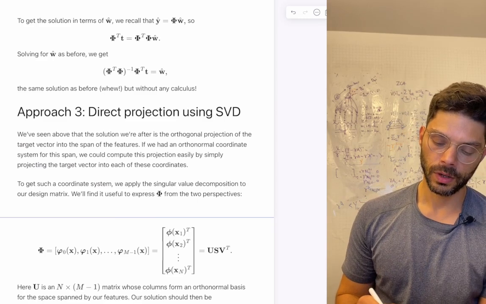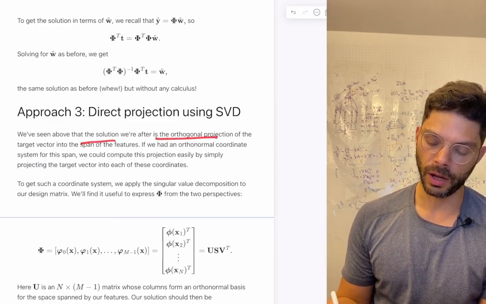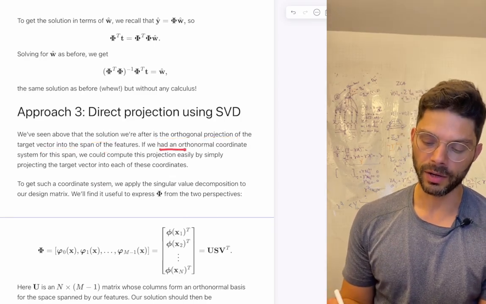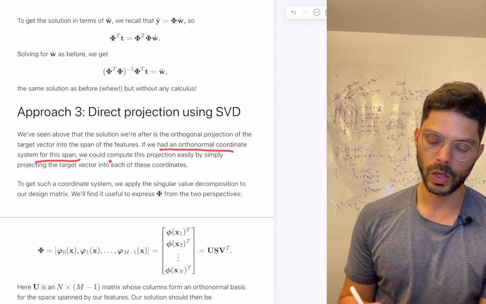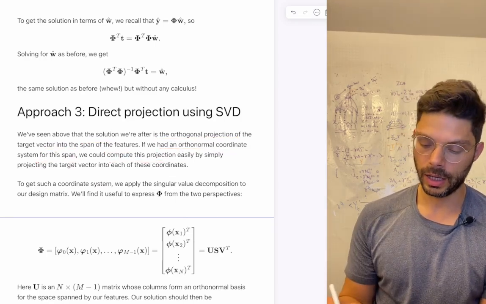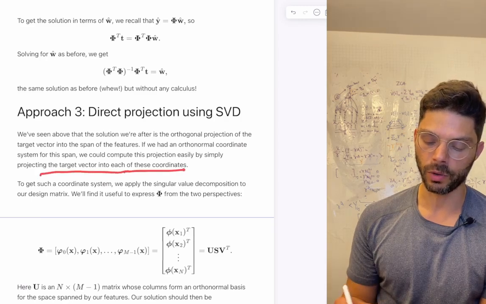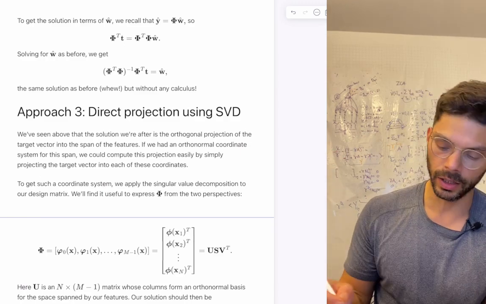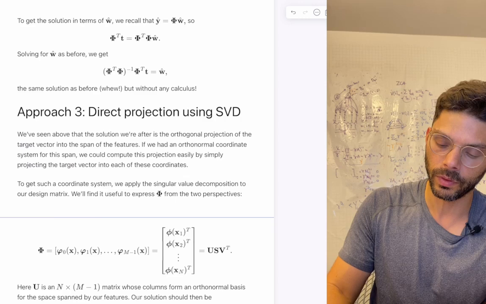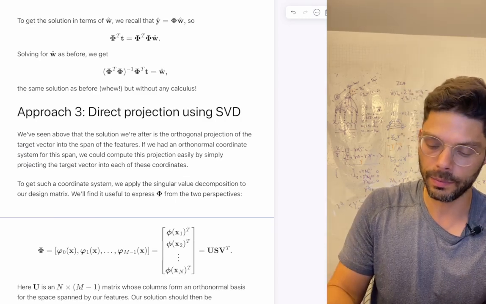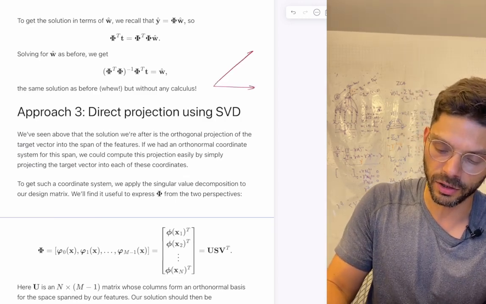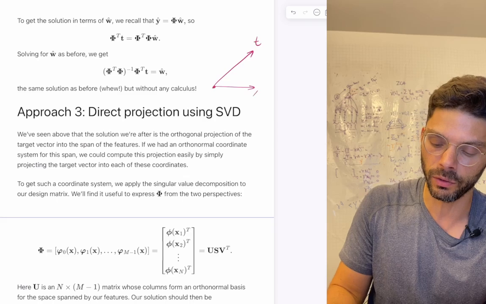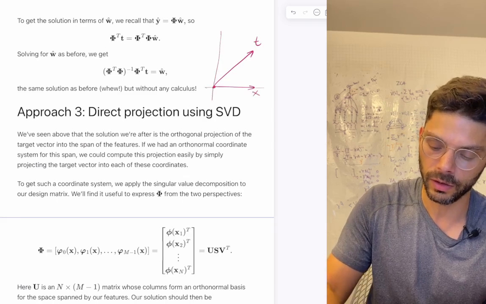Okay. So we've seen above that the solution we're after is the orthogonal projection of the target vector into the span of the features. So if you had an orthonormal coordinate system for the span, we can compute this projection easily by simply projecting the target vector onto each one of these coordinates. All I'm saying there is, let's say this is your target vector t, and you want to project it onto x.